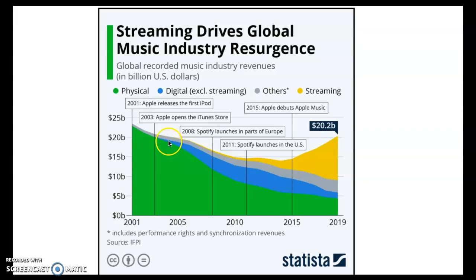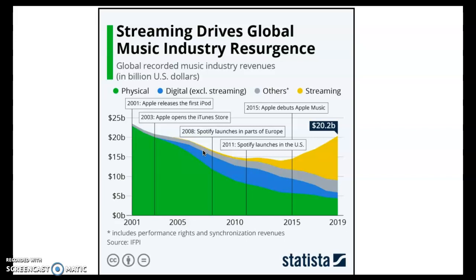So this is everything but streaming. And you're like, oh, there it is. And then suddenly that's dipping down. And then 2008, Spotify launches in parts of Europe. Okay? And the yellow isn't Spotify, it's just using Spotify as an example. Yellow is streaming music. And you can see streaming music actually is going down.